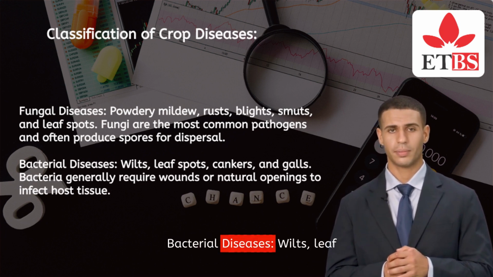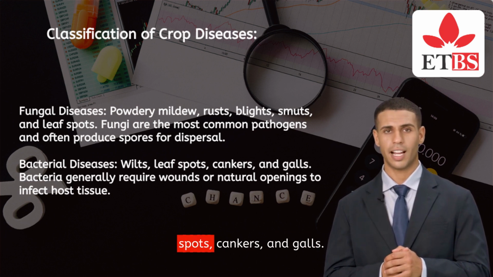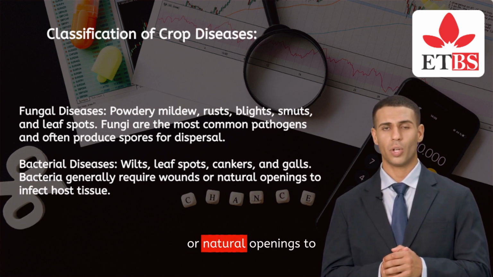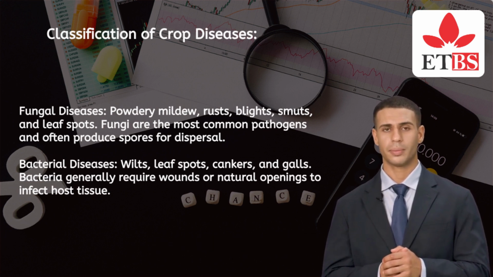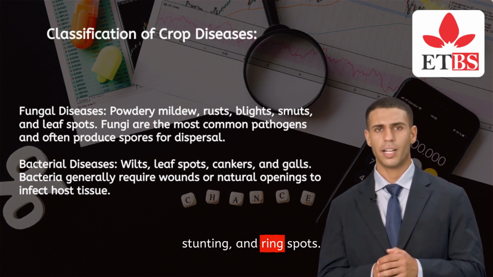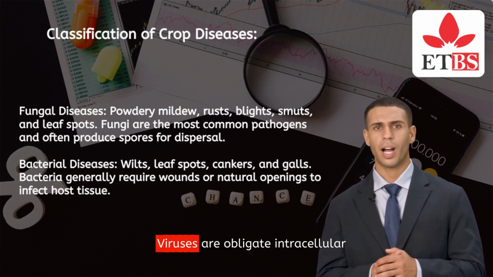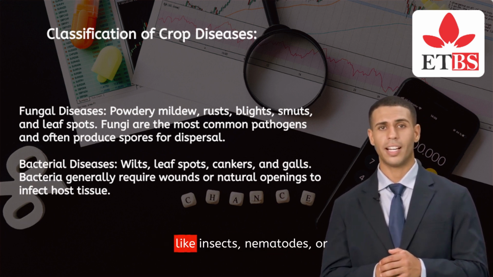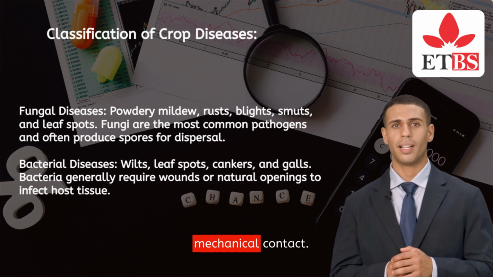Bacterial diseases: wilts, leaf spots, cankers, and galls. Bacteria generally require wounds or natural openings to infect host tissue. Viral diseases: mosaic, yellowing, stunting, and ring spots. Viruses are obligate intracellular pathogens transmitted by vectors like insects, nematodes, or mechanical contact.